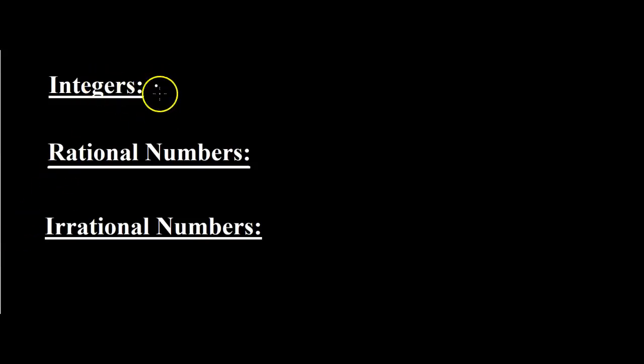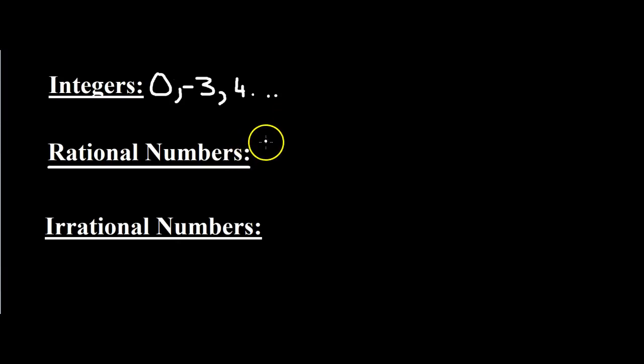Alright, so what are integers? Integers are just whole numbers. So any whole number is an integer. For example, all negative whole numbers are integers and all positive whole numbers are integers. And also 0 is an integer. So for example, -3 is an integer, 4 is an integer, and so on. So you guys should already know what an integer is.